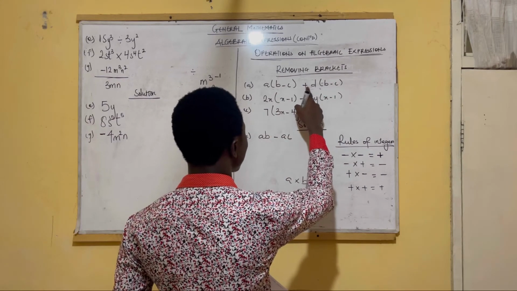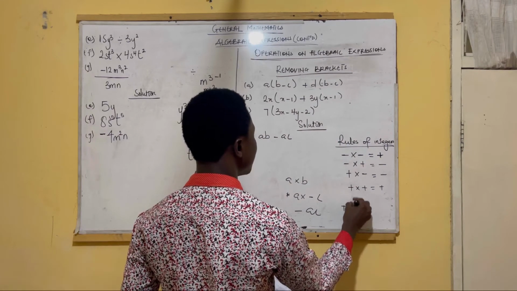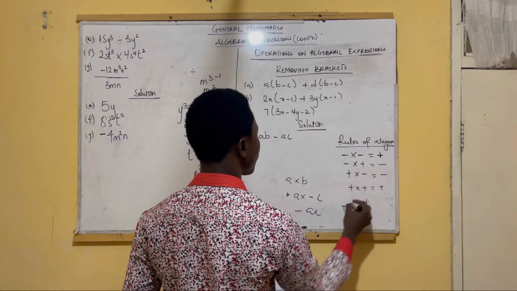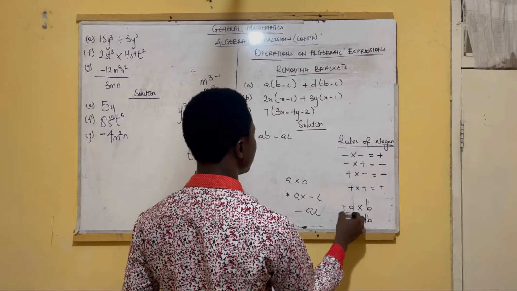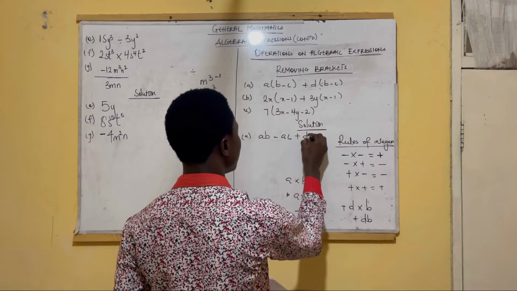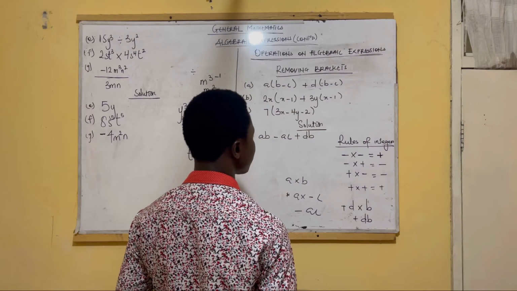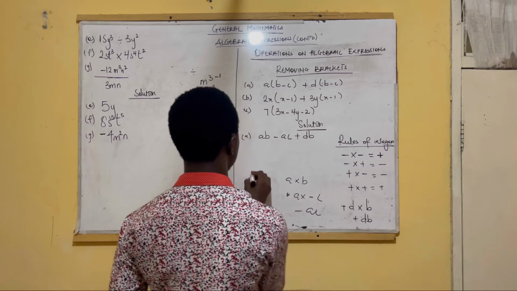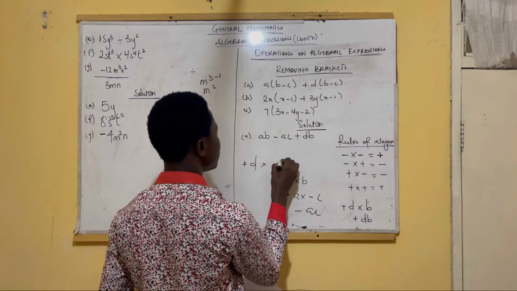Now, plus D multiplying, so you have positive D times B. And of course, you're going to get DB. It should be positive, by the way. So plus DB. Okay. And then lastly, you have D multiplying negative C.